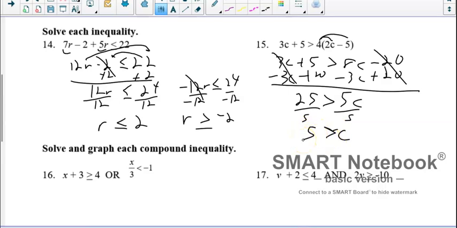Same answer as this, just one is on the left, one's on the right. But we still read it the same way. 5 is greater than C, C is less than 5.